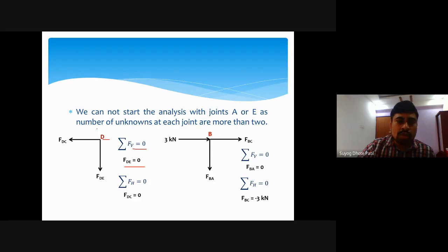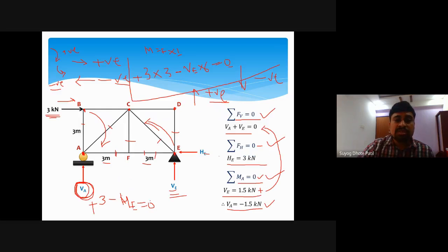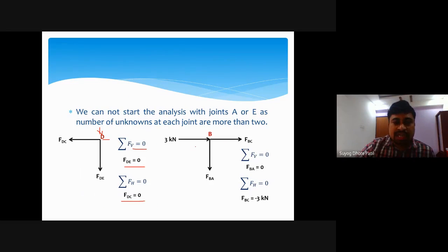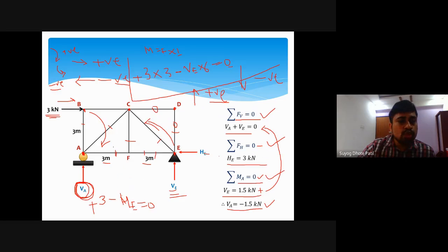As there are no additional forces at joint D, simply FDE is equal to 0. And if I consider all the forces in the horizontal direction equal to 0, simply FDC is equal to 0. So by analyzing this we can say FDC is a zero member and FDE is a zero member.